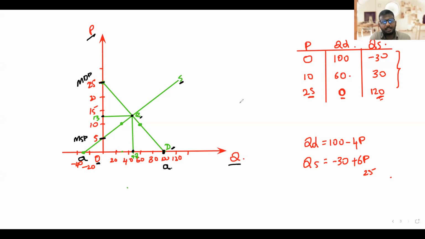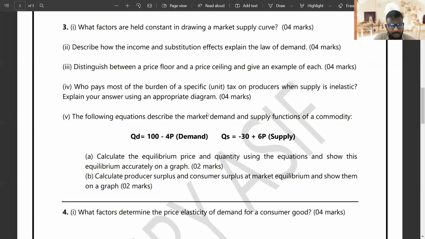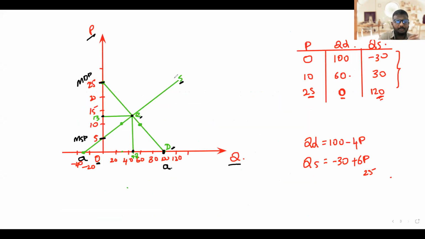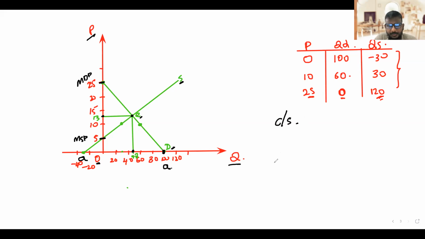And then the question is still not over. There's a second part where they have asked you to find the consumer surplus, producer surplus at equilibrium, and show them on a graph. Now, when they ask you to show them on a graph, you don't have to draw a different graph actually. You can just show them in the graph you have already drawn. So consumer surplus, what is the answer? And what is the producer surplus?